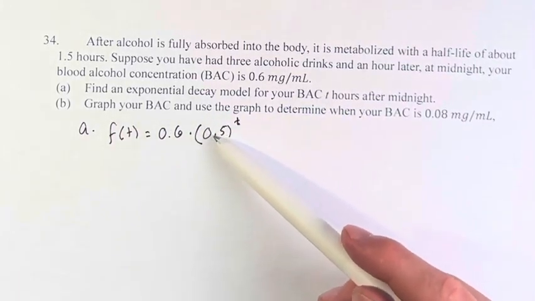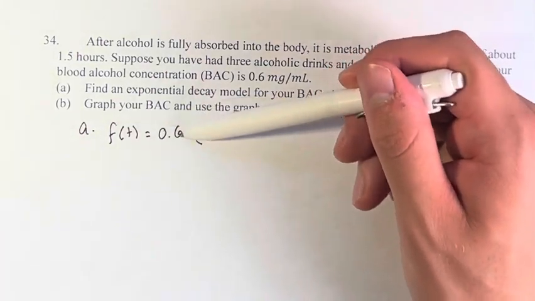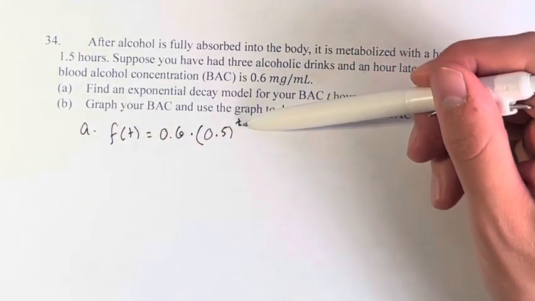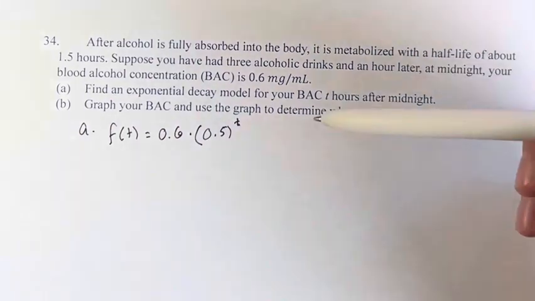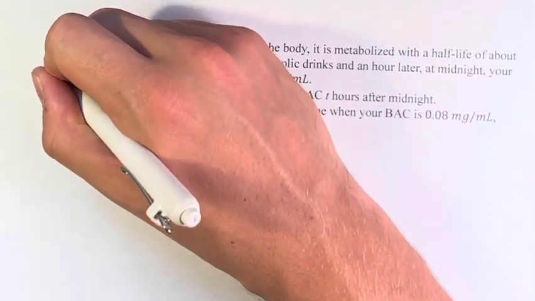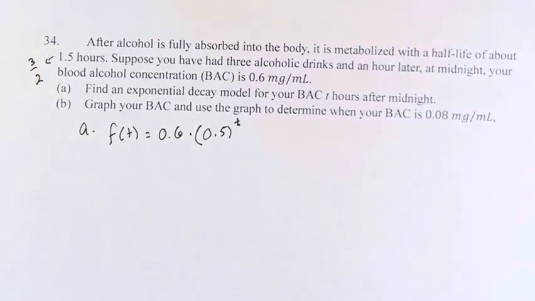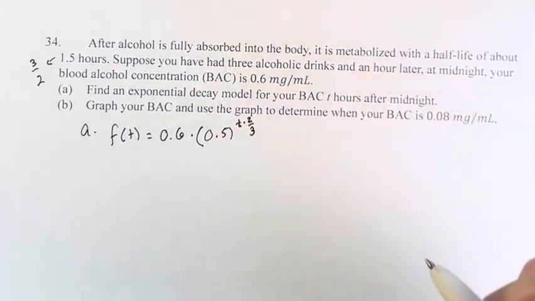0.6 times 0.5 to the t is just representing starting at 0.6 and every hour multiplied by 0.5. We have to make it so that we only multiply by 0.5 every 1.5 or 3/2 hours. And what we do is multiply t by 2/3 in order to do so.